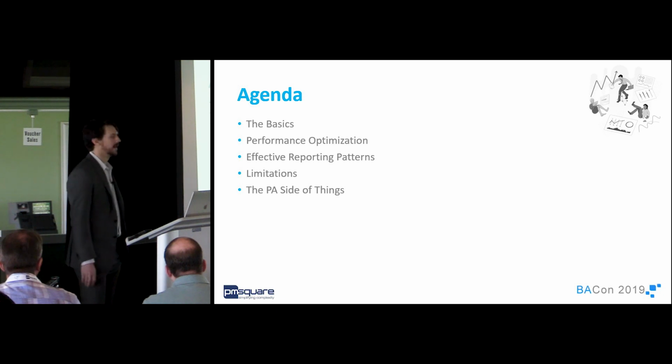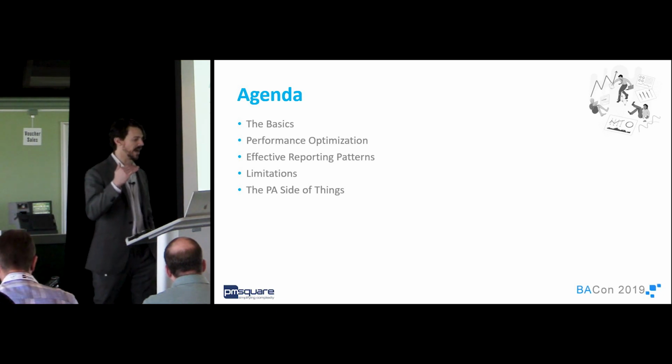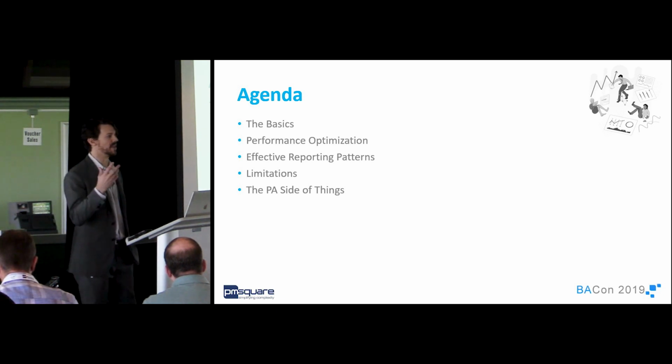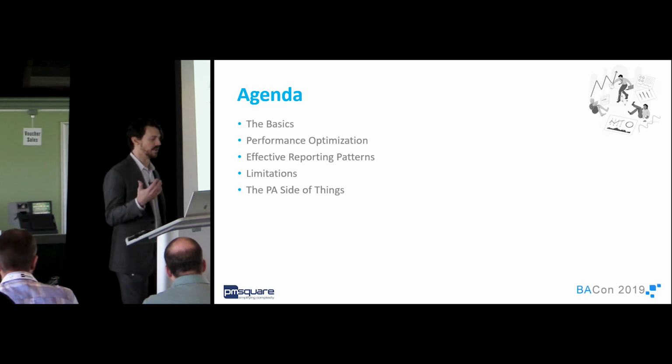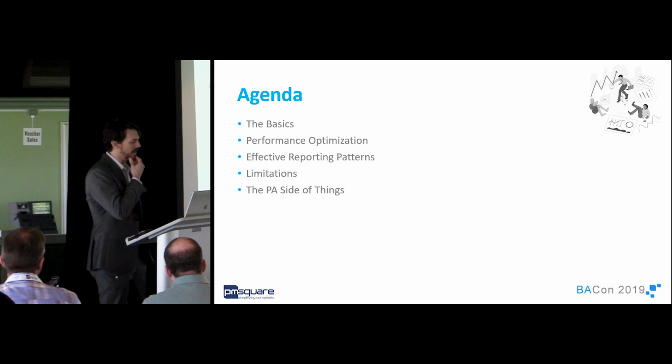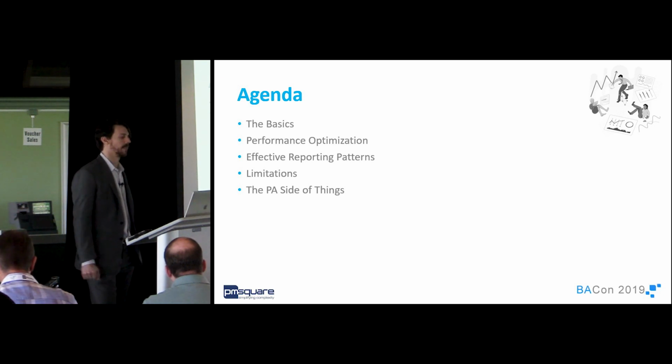So here's our agenda, what I plan on covering at a high level. We're going to start out with some of the basics about what the architecture looks like and where you get started with all of this, how you connect to a Planning Analytics data source. Then we're going to start talking about some performance optimizations.